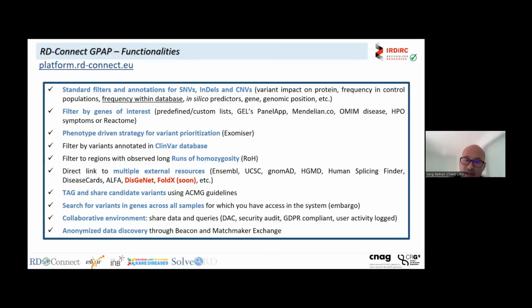something which is a bit different than Beacon, in which you are basically anonymously looking for some specific variant. And then we provide a collaborative environment. We're sharing data and queries, and also anonymize data discovery, as I mentioned, through Beacon and Matchmaker Exchange.